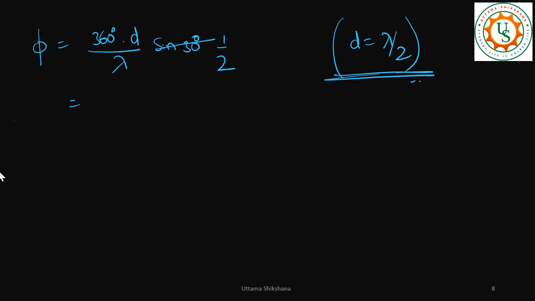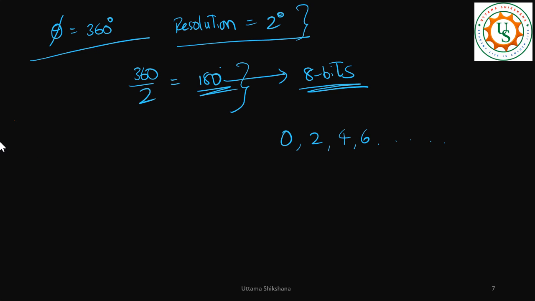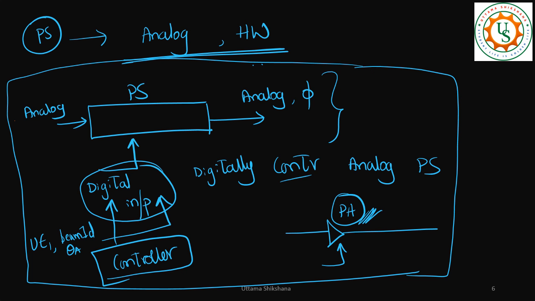So what will happen to this equation? 360 into lambda by 2. D is lambda by 2. So this is 360 into lambda by 2 into 1 by 2. So lambda cancels. So 180 and this is 90. So which means that the phi, okay, 90 degree has to be implemented. 90 degree means as per our calculation, I have to give 8 bits, which is equal to 90 degree. So once we give that, then accordingly this phase shifter will ensure that a 90 degree phase shift is done.